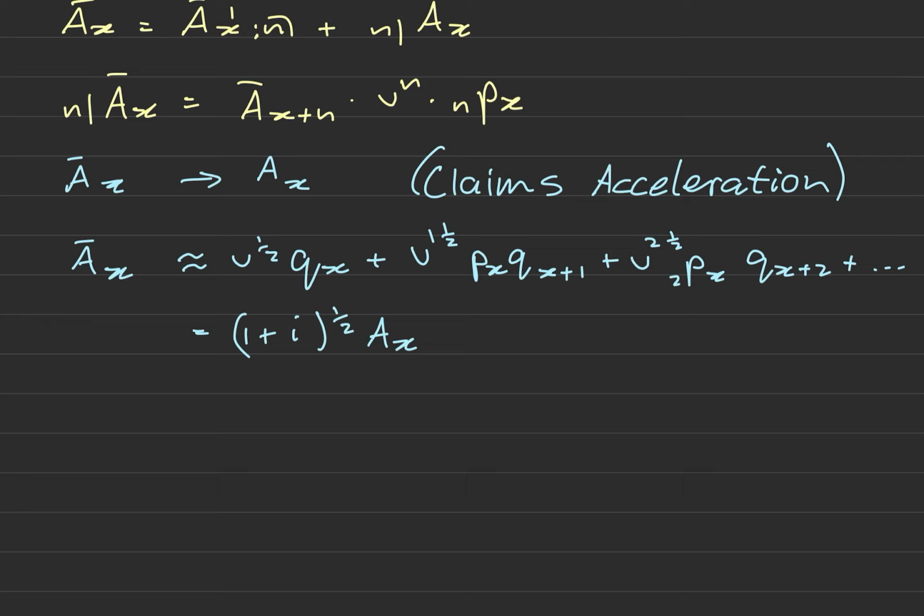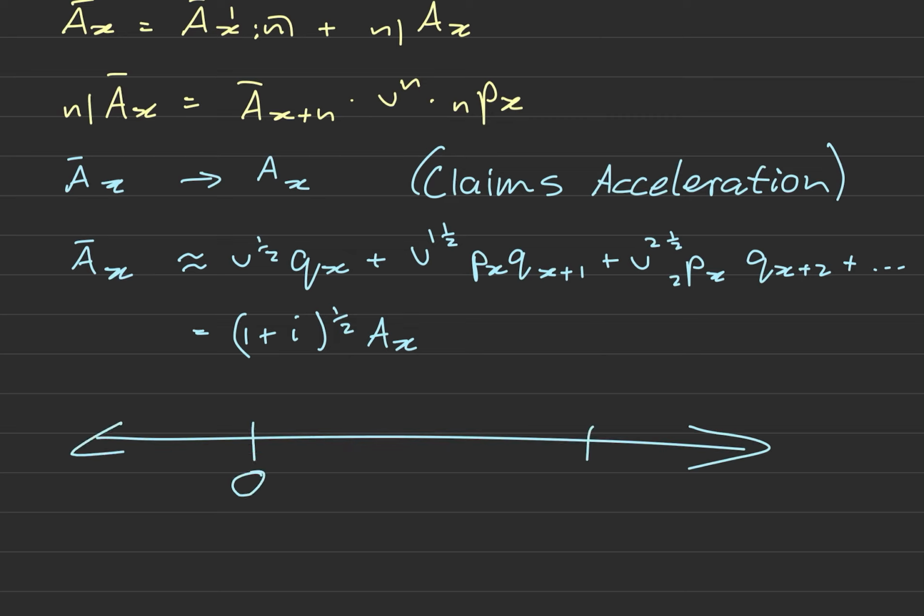So this is the claims acceleration approximation. If someone was initially going to get paid at the end of the year of death, then I would have to discount that by 1 year. But if they are paid immediately on death, I'll assume the death happens halfway through the year, and then instead of discounting by a whole year, I'll discount by half a year. So instead of using v to the 1, I'm using v to the half year. And that's the difference.